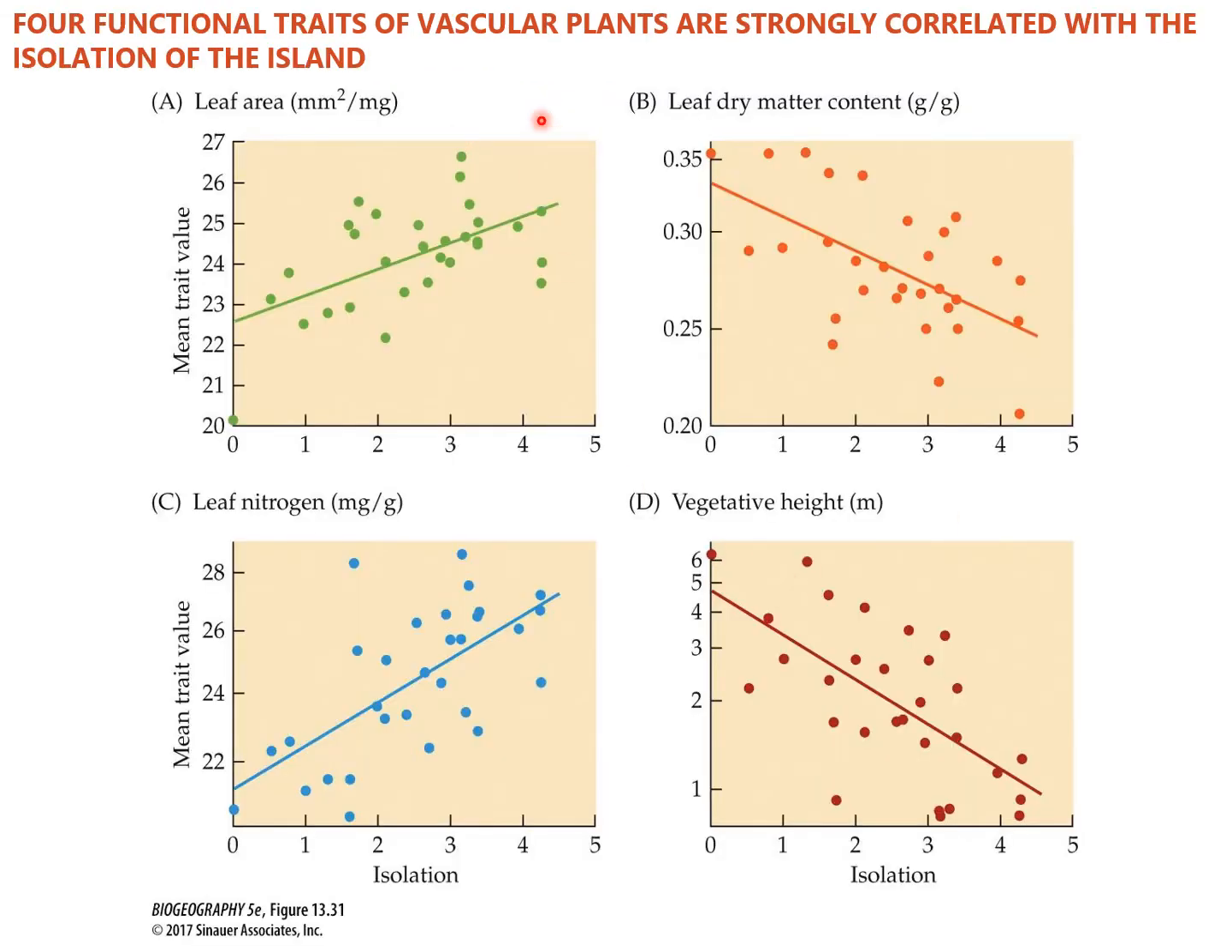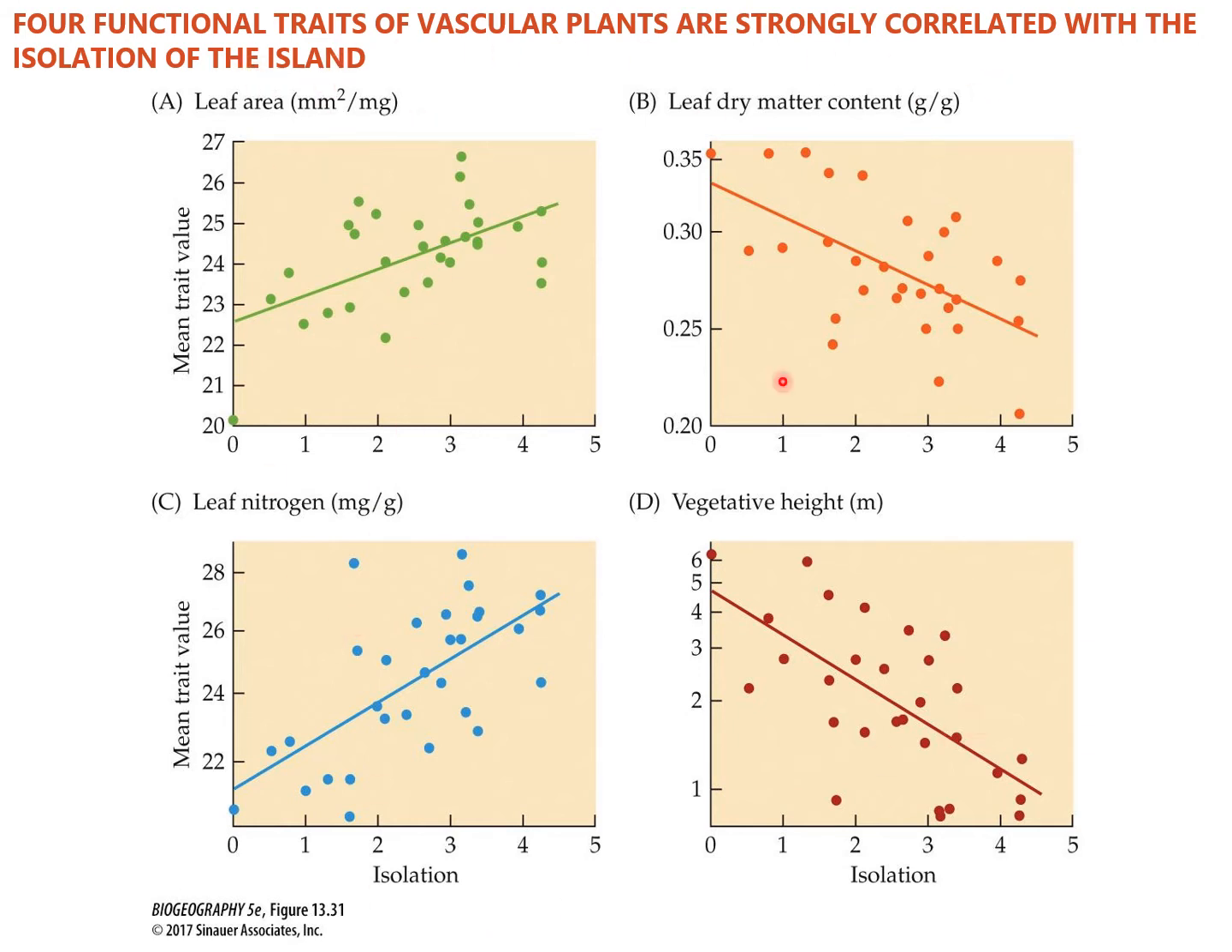Another interesting way to look at this is functional traits. If you remember back to our function versus structure conversations, ecologists sometimes like to group organisms based on their functions rather than what species they are and things like that. So here we're looking at functional traits of vascular plants, which are strongly correlated with the isolation of the island.